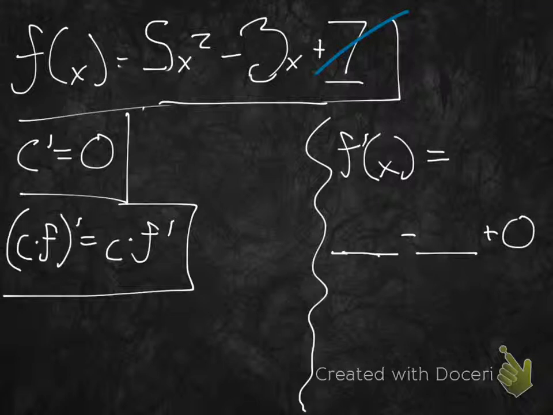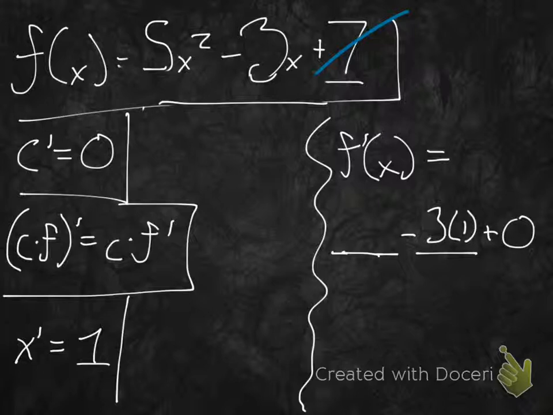Well, this something right here, we know it's going to be 3 times something, right? So constant times the function. Since our function here is just x, we can remember that x prime is always just equal to 1. And so this is 3 times 1 plus 0.